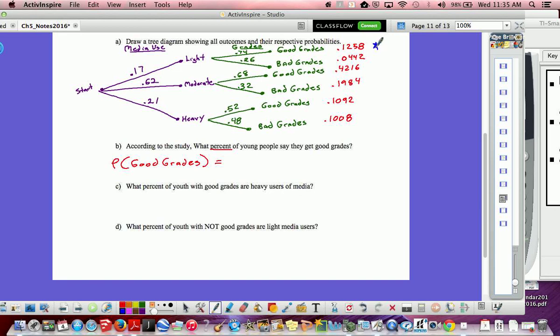Okay, so this first one here, good grades. How about the second one? Third one? Fourth one? Fifth one? Yeah, so I need to take those three probabilities, and guess what I'm going to do with them? I'm going to add them together. So, 0.1258 plus 0.4216 plus 0.1092.